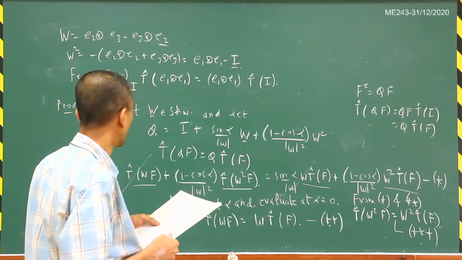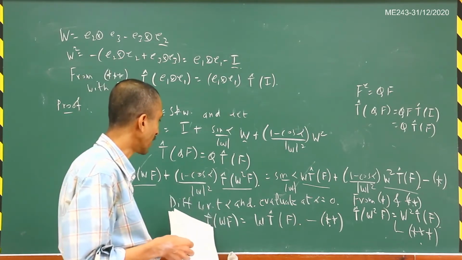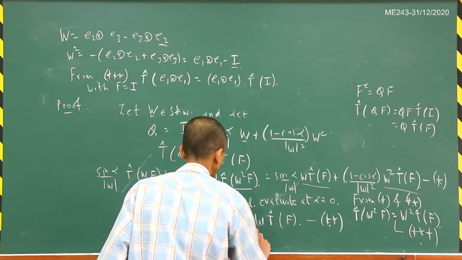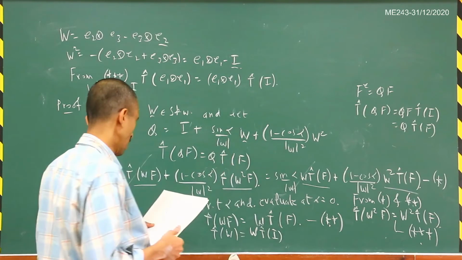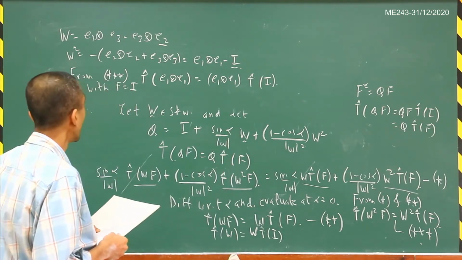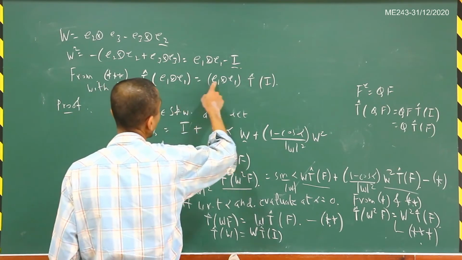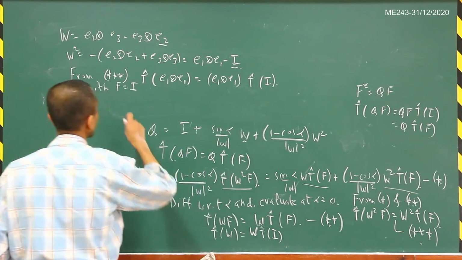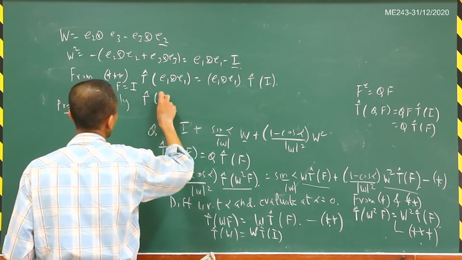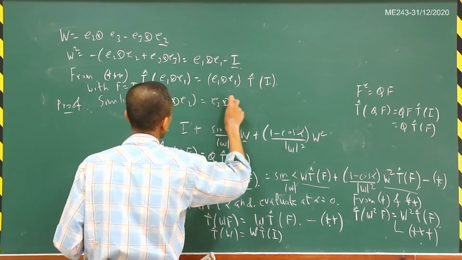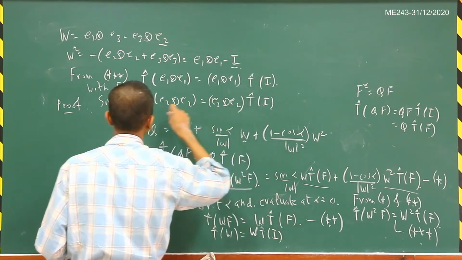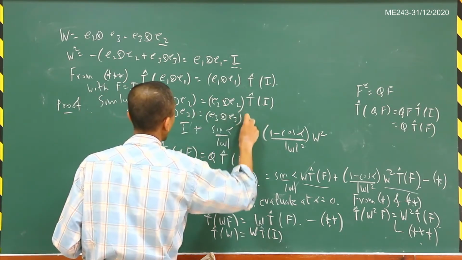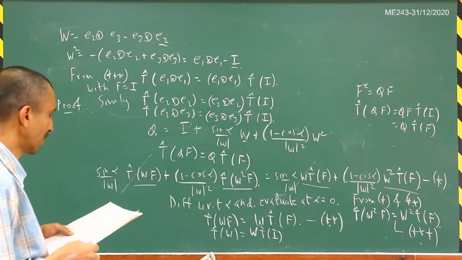In the same way here also you can put F equal to identity, and as a special case you will get T hat of W is equal to W times T hat of I. So what we have shown is that T hat of E1 dyadic E1 is E1 dyadic E1 times T hat of I, and similarly, T hat of E2 dyadic E2 is equal to E2 dyadic E2 times T hat of I, and then T hat of E3 dyadic E3 is equal to E3 dyadic E3 times T hat of I.